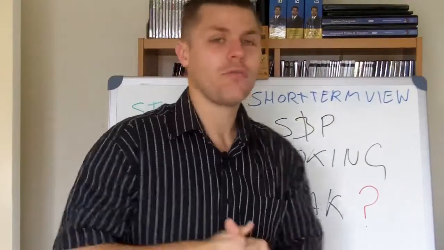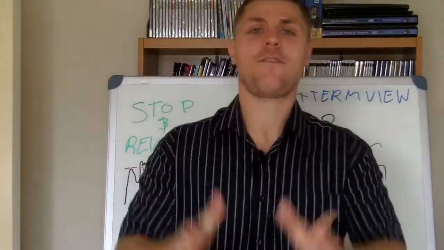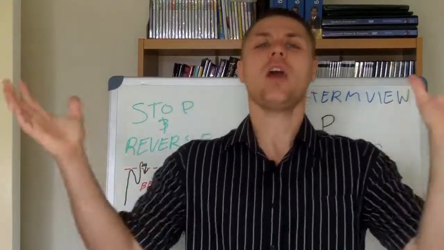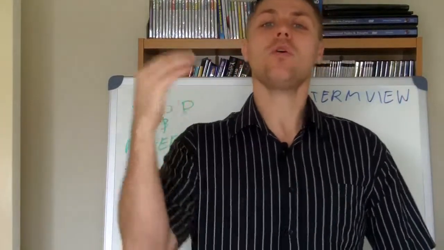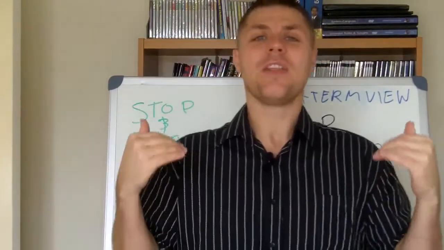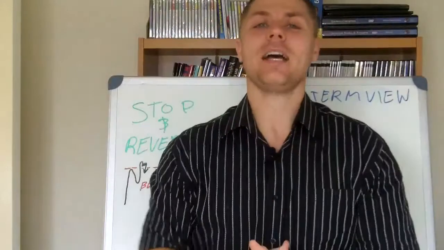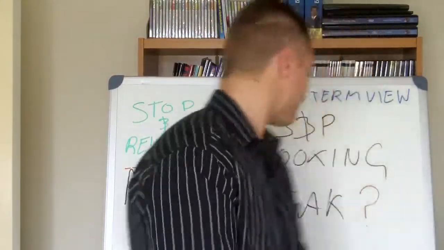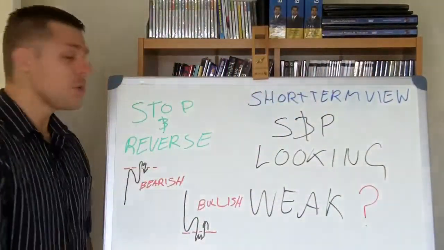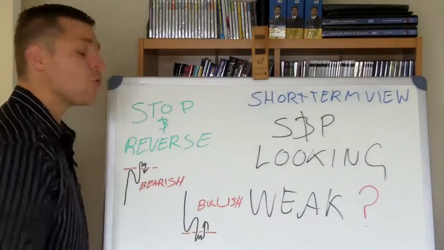Right now, short-term view, what are we seeing? Is the S&P looking weak on the 1st of September? Does it look like it wants some more downside? We're going to look at the charts, but to me the S&P is looking weak, and it looks like it wants more downside to come, and I'll show you exactly why in a minute. Now, we also have on the chart the stop and reverse pattern.